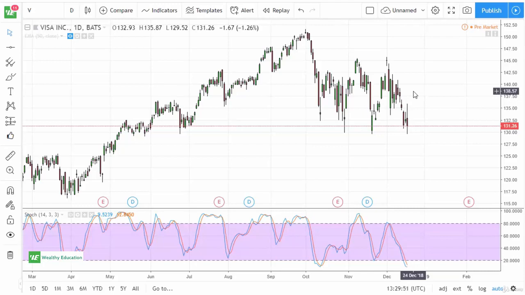We have above 80 and a crossover gives you an overbought signal. Below 20 and a crossover gives you an oversold signal. There is price divergence, and I'll walk through that as well.